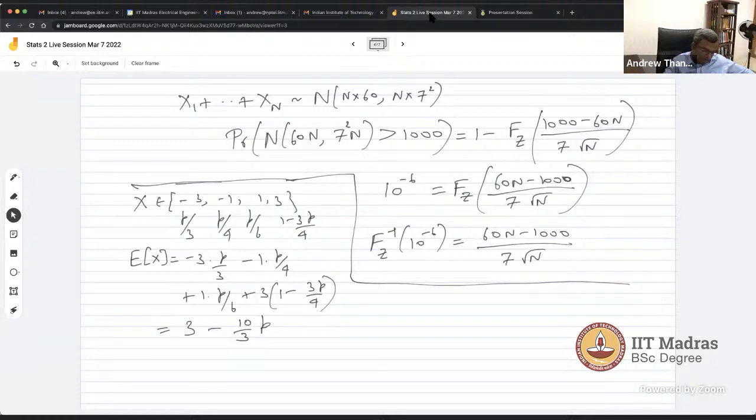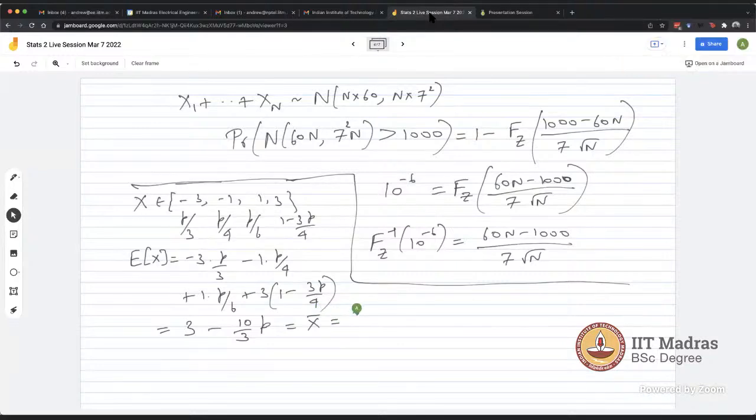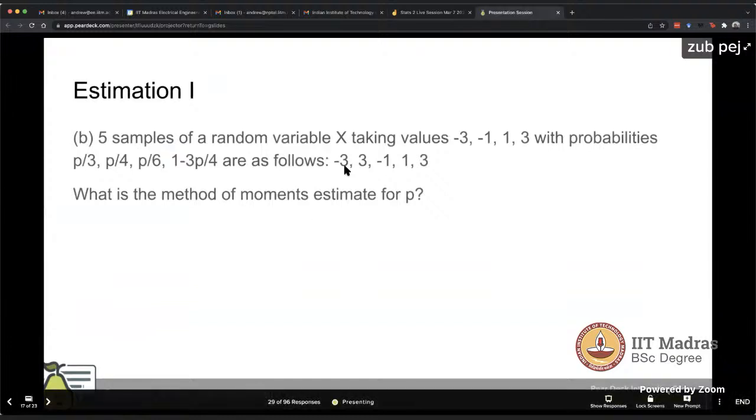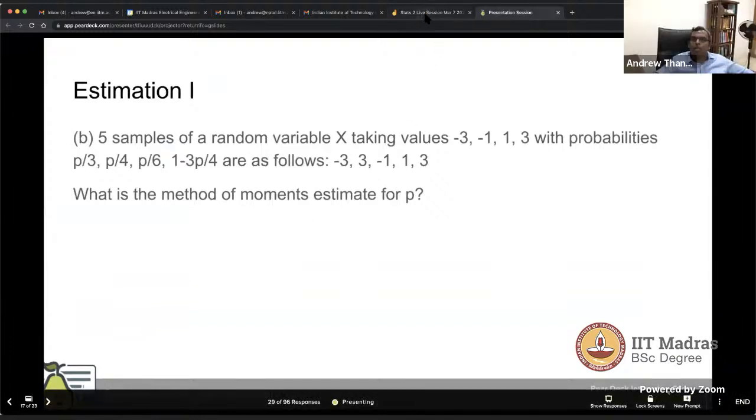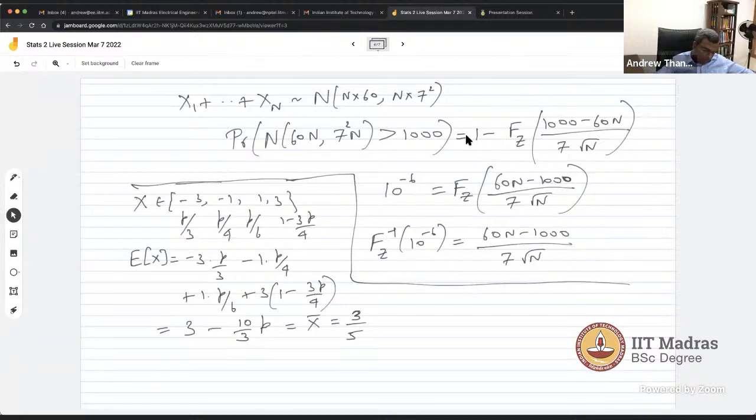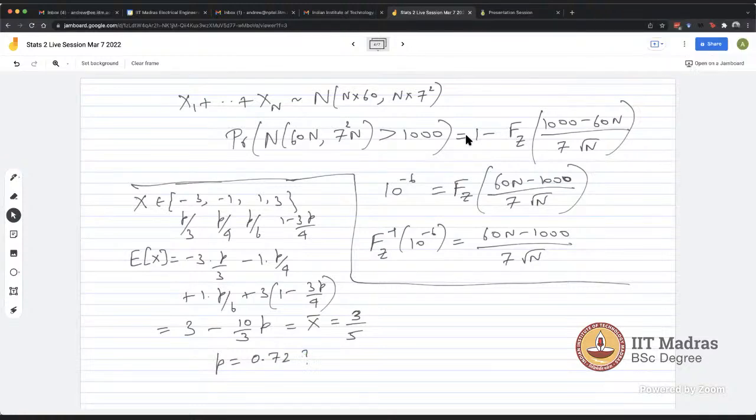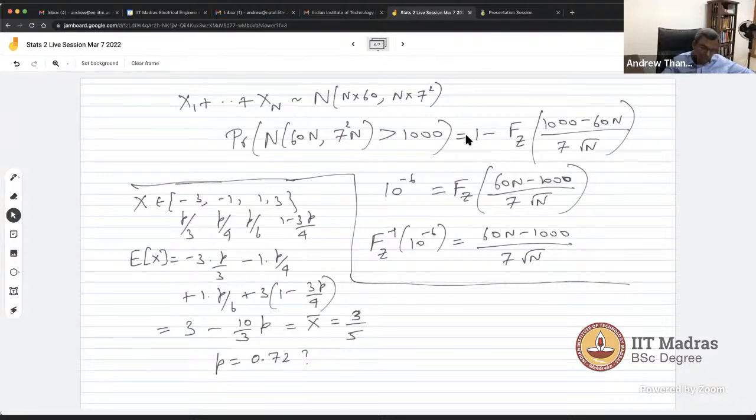And so you have to just equate this in method of moments to the sample mean, right? In this case, what is the sample mean? 0.6. 3 by 5. There are 5 samples here. If you add them all up, you get 3. You just divide by 5, right? So from this, if you solve, do you get p as 0.72? Is that correct? Yes. Okay. 18 by 25. Okay, so that's 0.72. Yeah, so it's as simple as that.